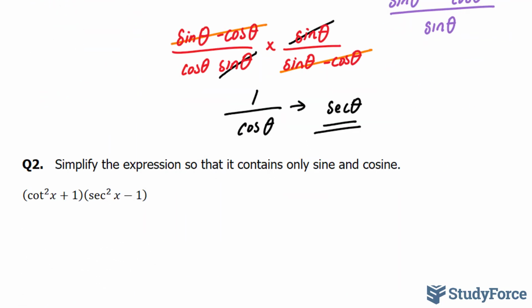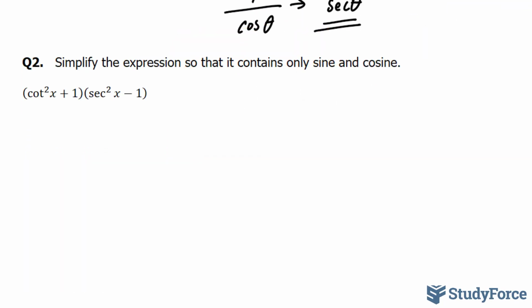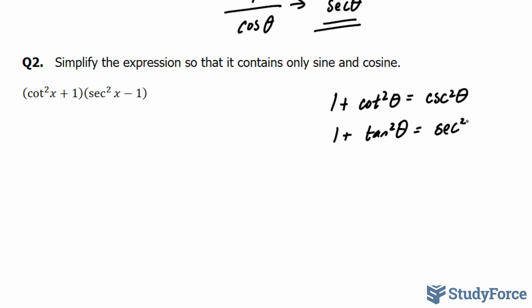In question 2, they ask, simplify the expression so that it contains only sine and cosine. We have cotangent squared x plus 1 times secant squared x minus 1. What you may not notice right from the get-go is that both of these binomials are Pythagorean relations. Here's what I mean. The Pythagorean identities are 1 plus cotangent squared theta is equal to cosecant squared theta, and 1 plus tangent squared theta is equal to secant squared theta.